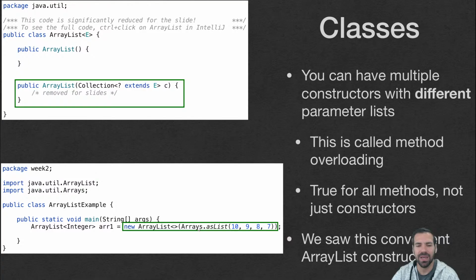So since I'm giving it a collection here, I'm going to get the one that takes a collection. And if I give this no arguments, I'm going to get the parameter list constructor. I'm going to get this one. So which constructor is called is going to depend on which argument list I give it, and it's going to call the one that has a parameter list that matches my argument list. And we can do this for any method. We're actually going to see another example today.